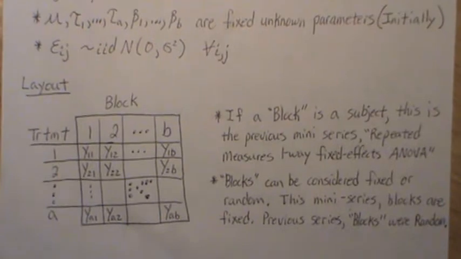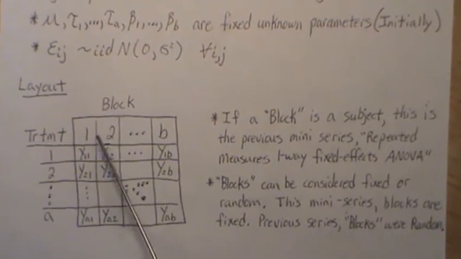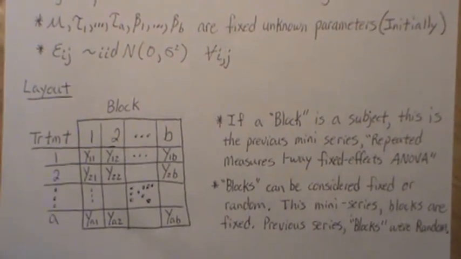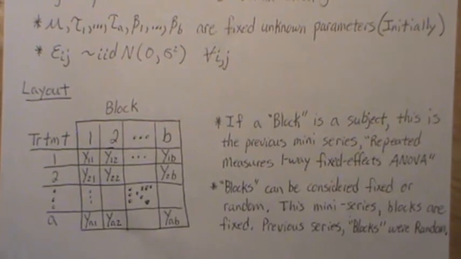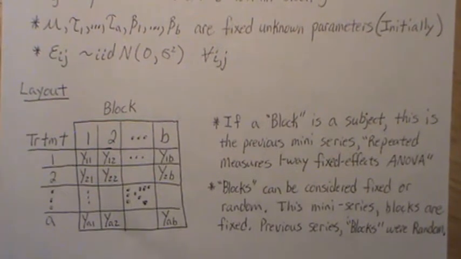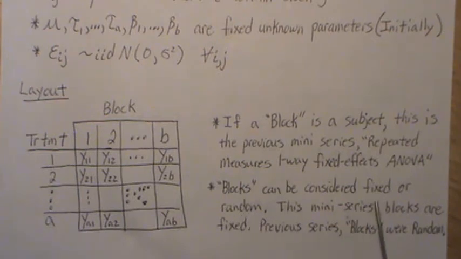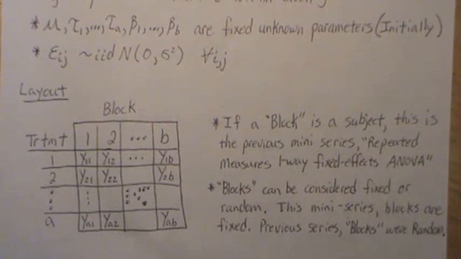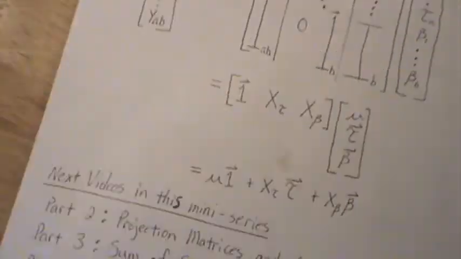Don't kid yourself. Now if a block is a subject, this is the previous mini-series that I called Repeated Measures One-Way Fixed Effects ANOVA. Now blocks can be considered fixed or random. However, in this little mini-series, blocks are going to be fixed. In the previous series, blocks were random, in the repeated measures one-way fixed effects ANOVA. So if you want to get a little taste of that, I would watch the previous mini-series.